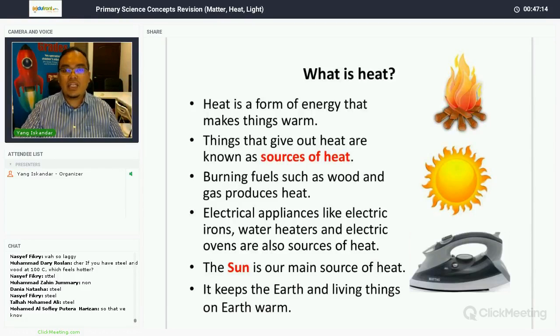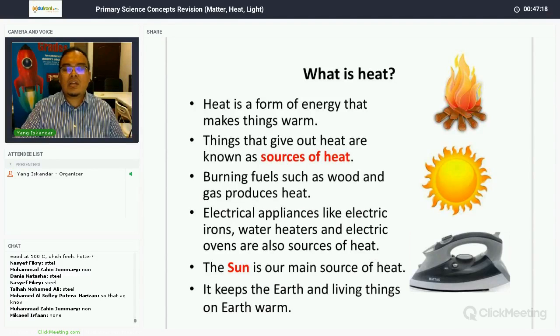Next, what is heat? Heat is a form of energy, just like light. Light is a form of energy. It is not matter. We know that matter has mass and occupies space, but heat has no mass and does not occupy space.